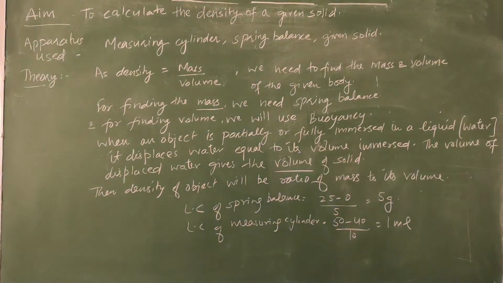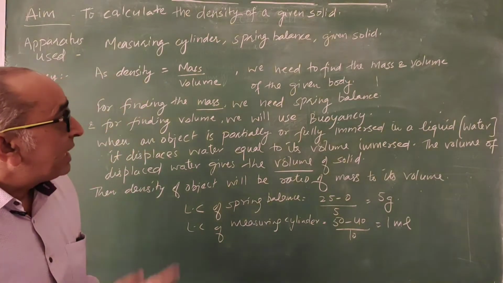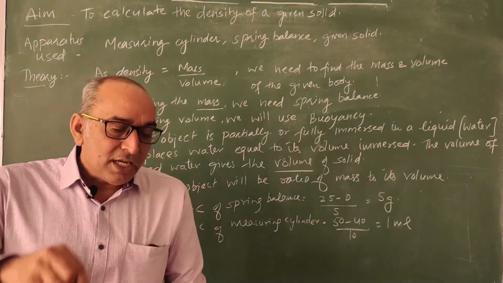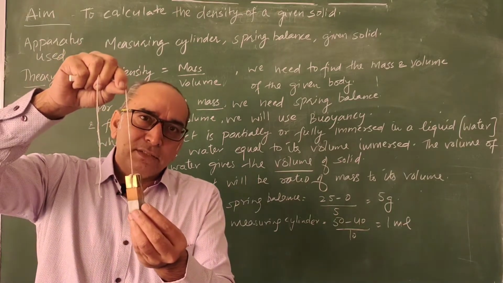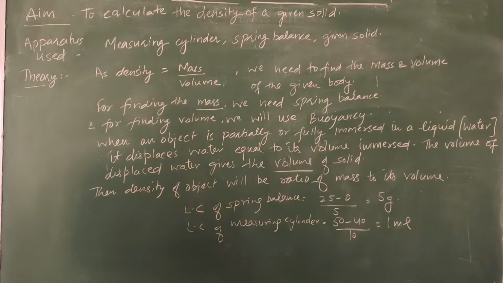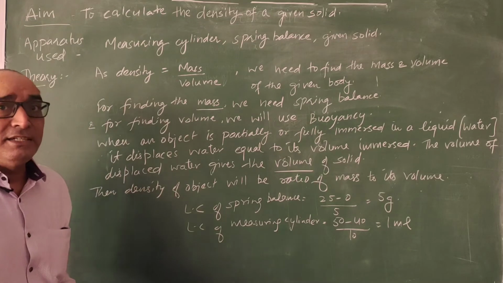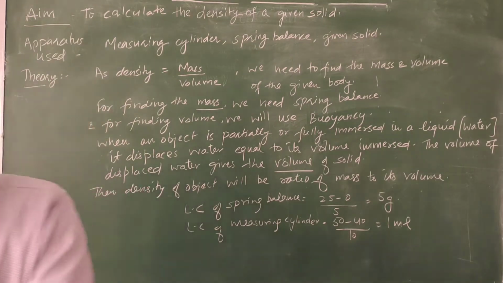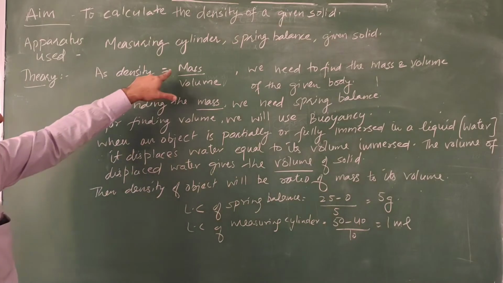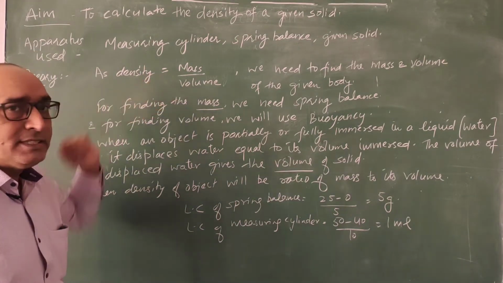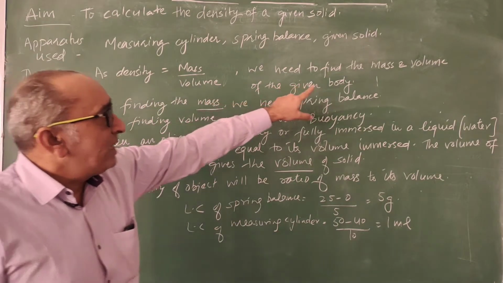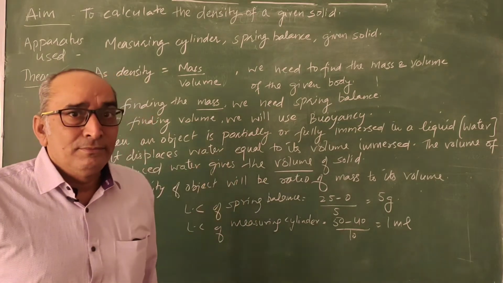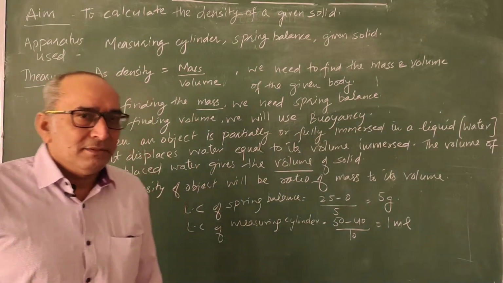The third thing which we are going to use is an unknown solid. So here I have this solid. We are going to find the density of this solid. For finding density, we should remember the formula for density, that is mass upon volume. It is the ratio of the mass of an object to its volume, that is called density. So we need to find the mass and volume of the given body. Then only we can find density.